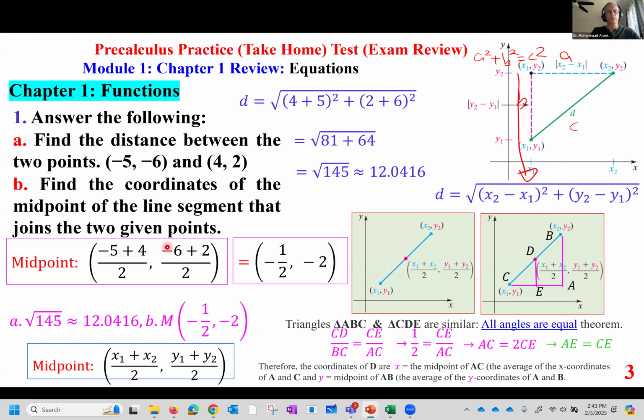A quick recap. You use this formula to find the distance between these 2 points. You use this formula. That means you add up the x and y coordinates divided by 2 to find the midpoint.